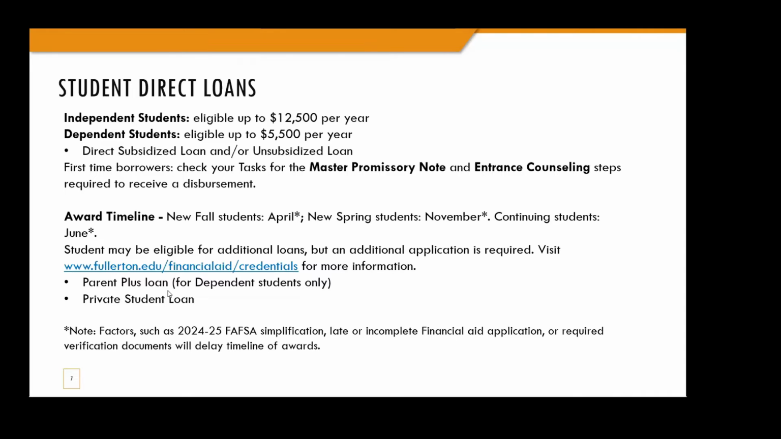You may be eligible for additional loans, but an additional application is required. You can visit our webpage, fullerton.edu/financial aid/credentials for more information on a Parent Plus loan if you're a dependent student, or a private student loan. There are additional loans that if you are interested, you can apply for and get more information on our webpage. And as I mentioned before, because of FAFSA simplification, you will see that awarding for this upcoming year starts a little bit later.